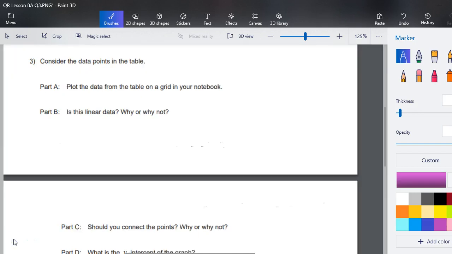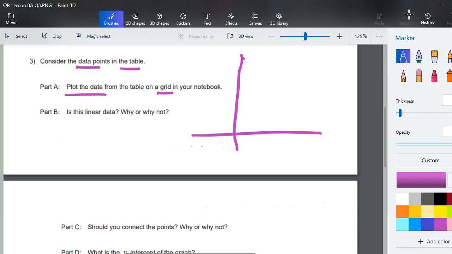Remember, we're looking at different representations. We just put information in a table, and now it says consider those data points in the table and plot these from the table on a grid in your notebook. Oh my, I'm going to erase that one. So I'm going to do mine right here inside of our lesson, and that one doesn't look much better. But I'm going to get us a coordinate plane going.